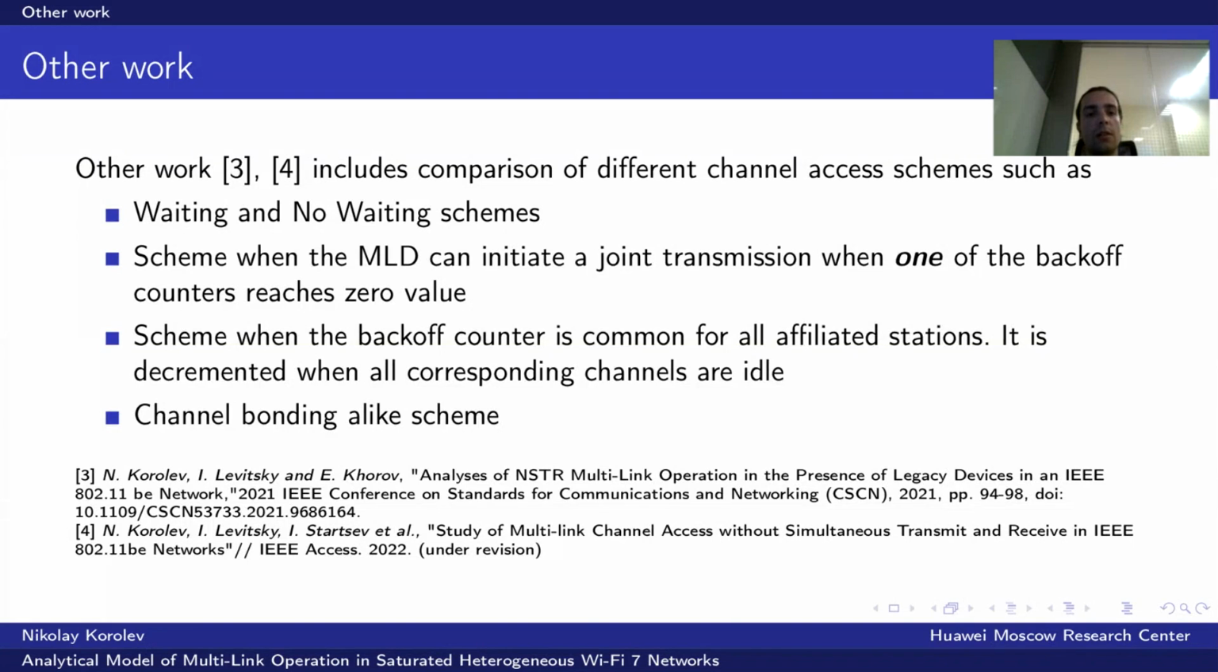The last scheme I wanted to mention is a channel bonding-like scheme. In this scheme, we distinguish one link and call it a primary link. All other links are called secondary links, and we perform the EDCA procedure. We decrement our backoff counter only in this link, and we can initiate joint transmission when firstly the backoff counter reaches 0 value, and a secondary link's channel is idle for some predefined period of time.